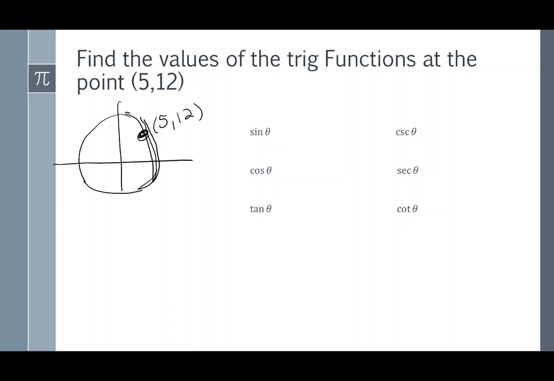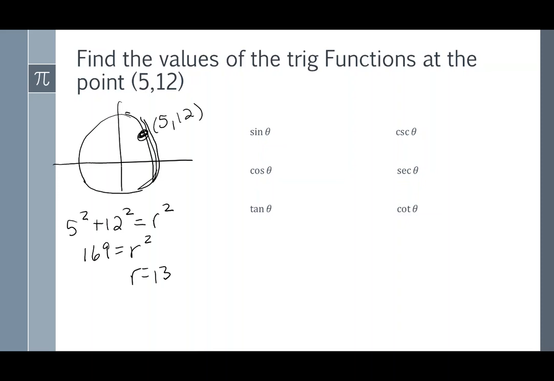I need to know what the radius is, right? What do I know? I know the x, I know the y, but I need to connect them with the equation 5 squared plus 12 squared equals r squared. You can grab your calculator. 5 squared is 25, 12 squared is 144, together that's 169. That's r squared, that says r is equal to 13. So just a quick little Pythagorean theorem kind of thing.